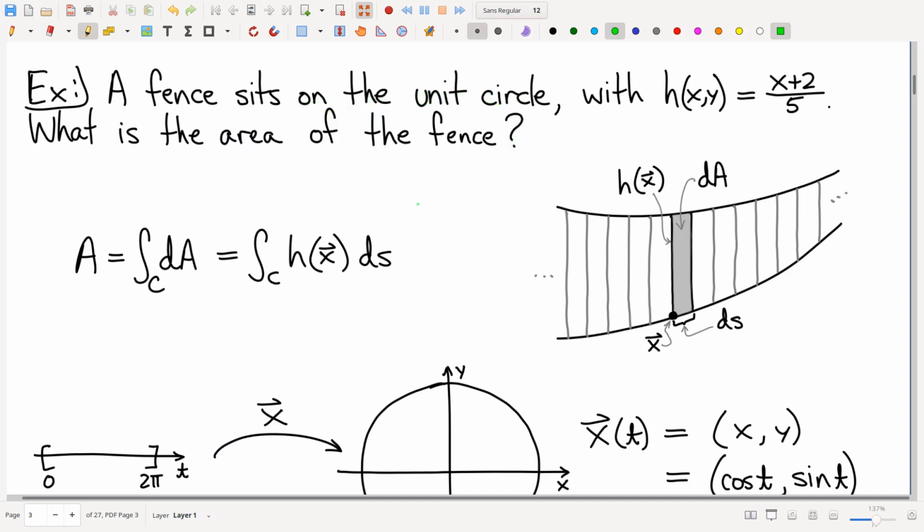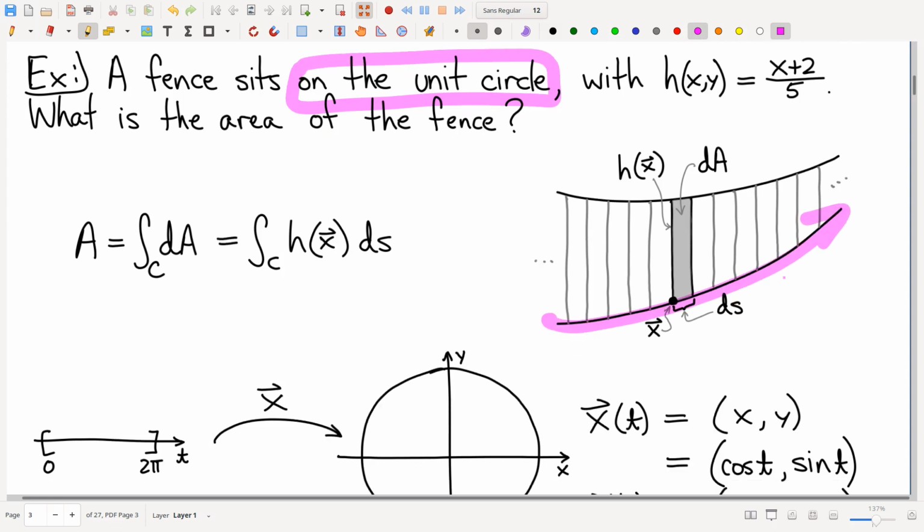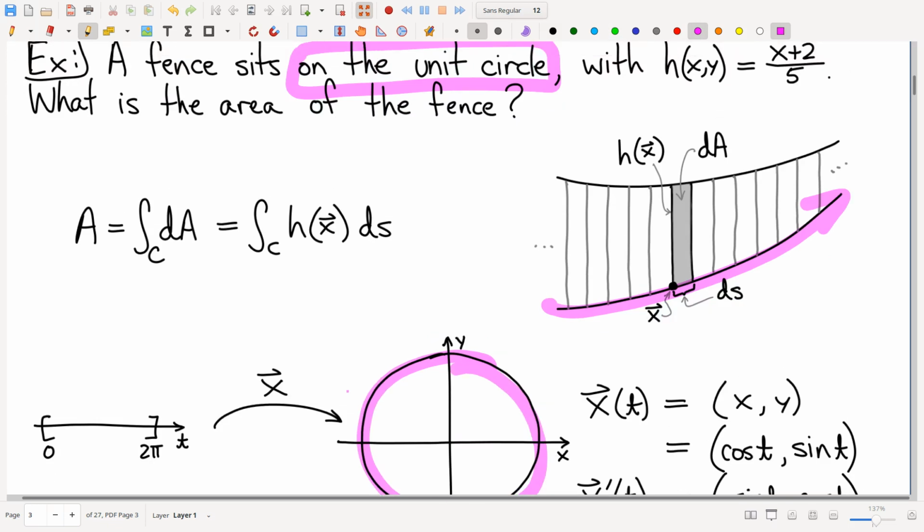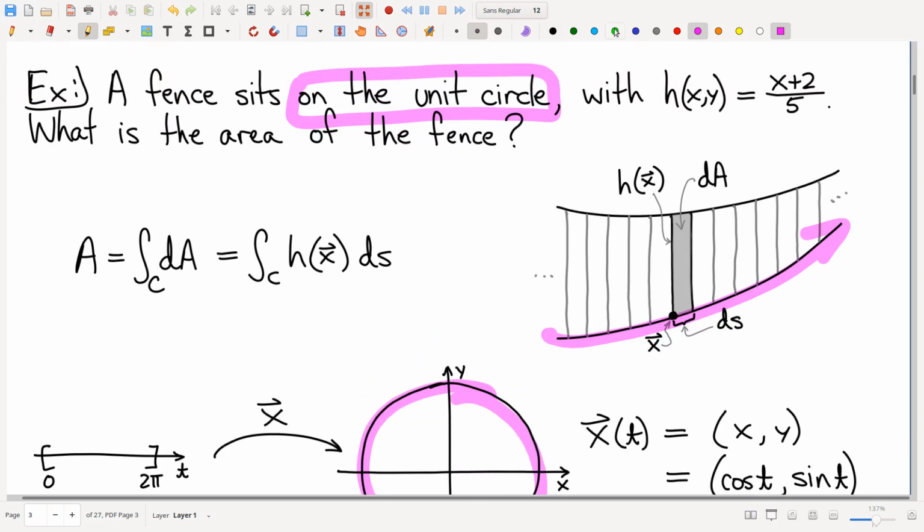Here's the base of our fence moving along the unit circle like that, which fully stretched out is kind of like this. But let's just look at one little piece of that fence. Here is a picket, let's call it. All right, that's got a certain amount of area.